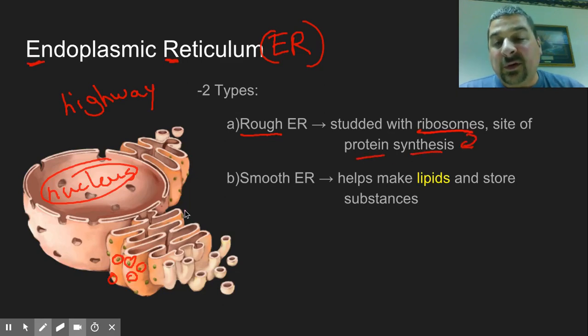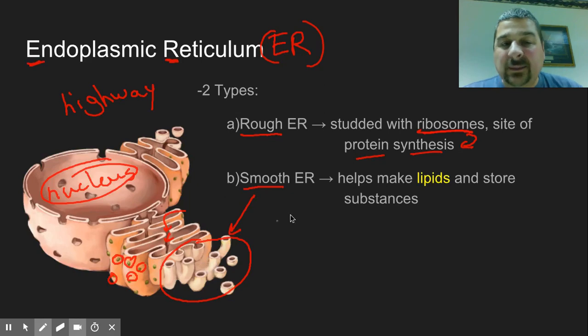And then the proteins are put into the lumen or the space of the endoplasmic reticulum and are going to be transported eventually to the Golgi apparatus, which we'll talk about. There is smooth ER as well. Right here would be smooth ER. Smooth ER doesn't have ribosomes, and that's used to help make lipids. And sometimes in our cells, it's where certain substances are stored as well.